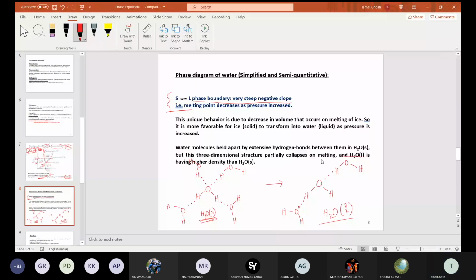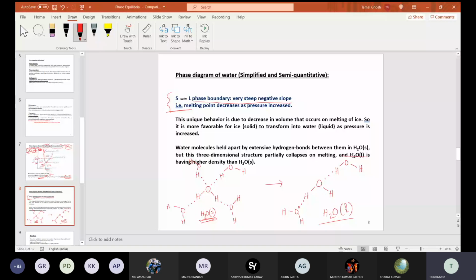And this is basically giving the solid liquid phase boundary with a steep negative slope. Okay, so qualitatively we are explaining this. So this is the reason. Now next we will go to the phase rule.